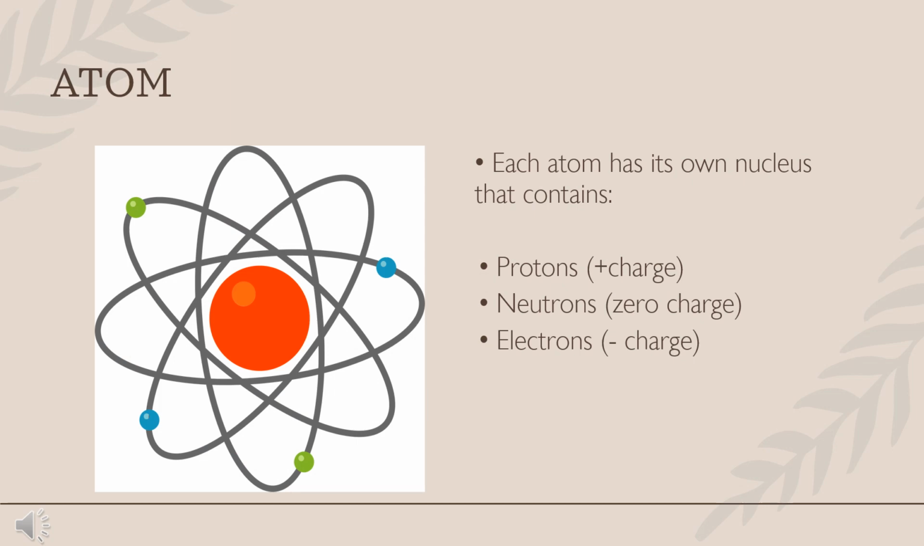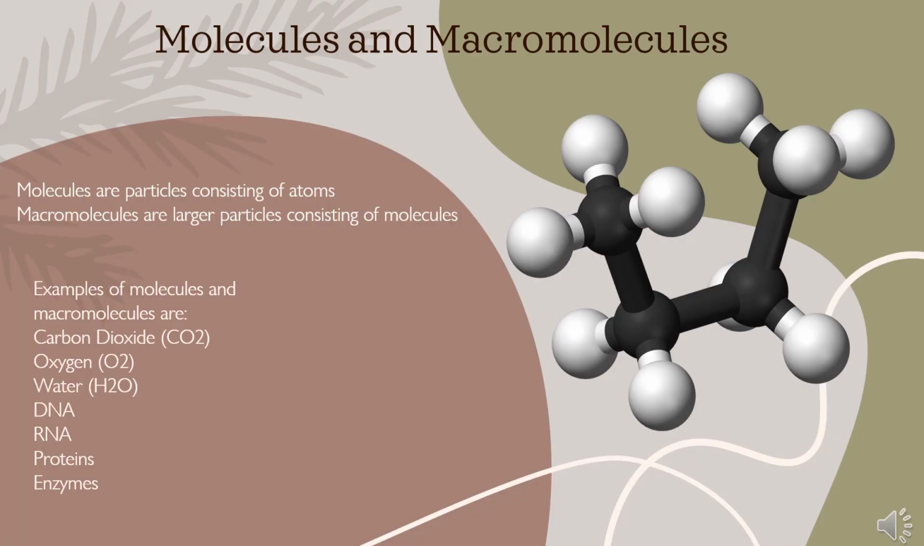Atoms are the building blocks of chemistry and matter. Atoms are made up of subatomic particles such as protons, electrons, and neutrons. Atoms are tiny particles that make up chemicals such as hydrogen and carbon. Atoms can combine together to form molecules, which are particles consisting of atoms, like water and glucose.